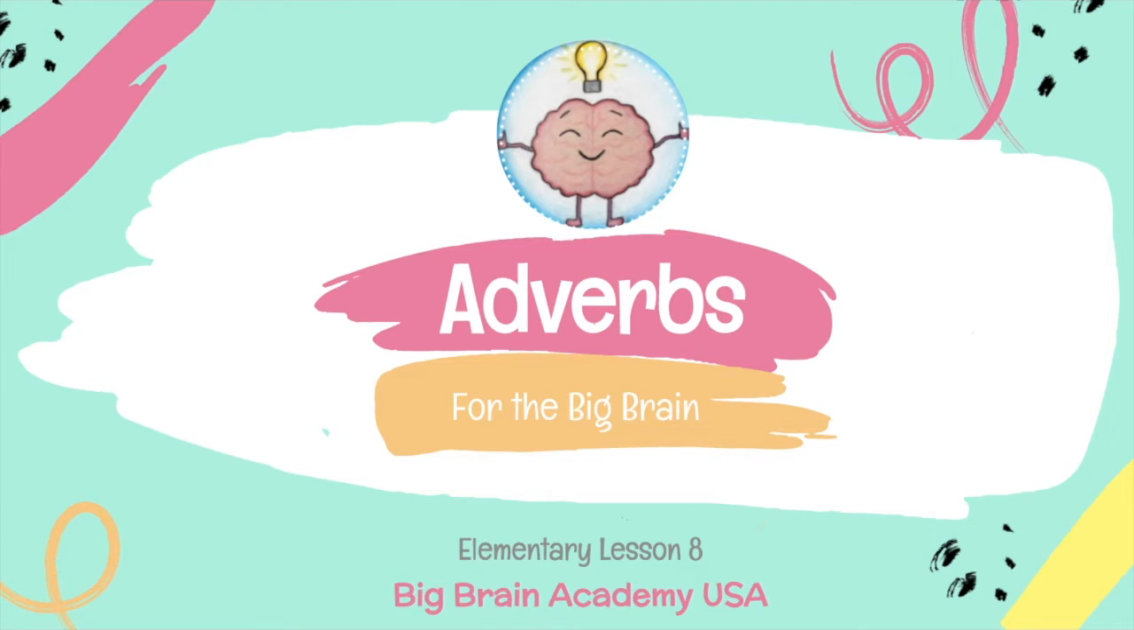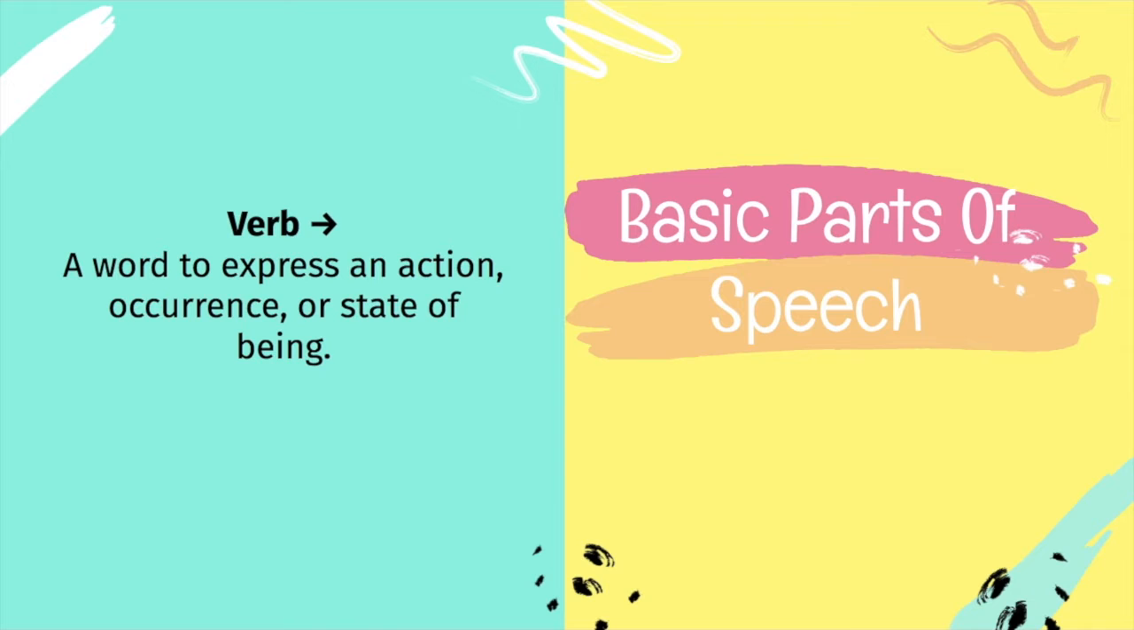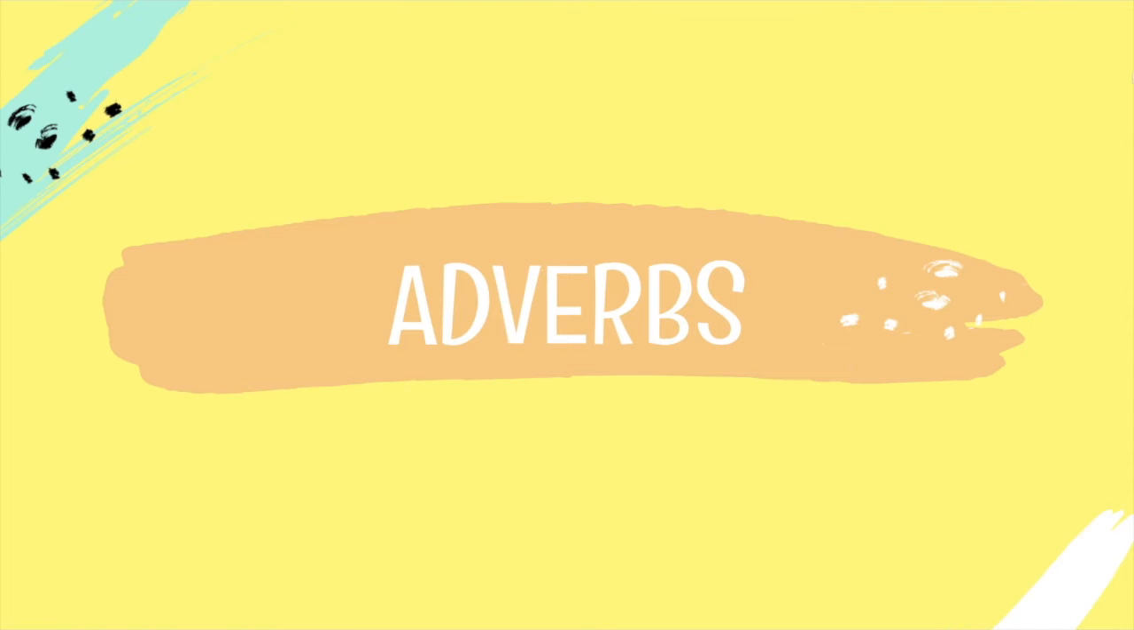Today is our second lesson of the week, and our topic for today is adverbs for the big brain. So let's get started. First, we have basic parts of speech. Now it is important to know what a verb is because a verb is a key component into figuring out what an adverb is. So first we have a verb, which is a word to express an action, occurrence, or state of being.